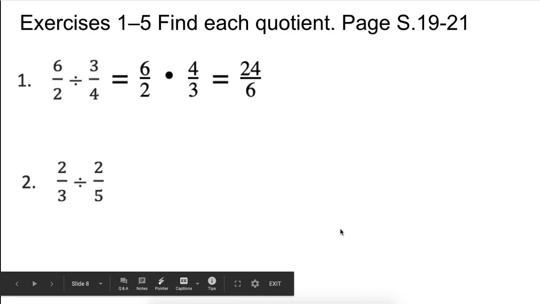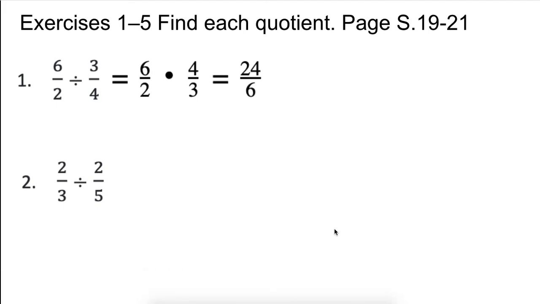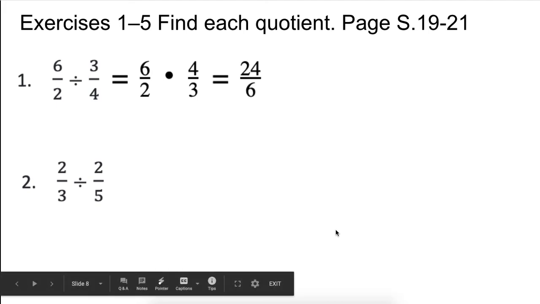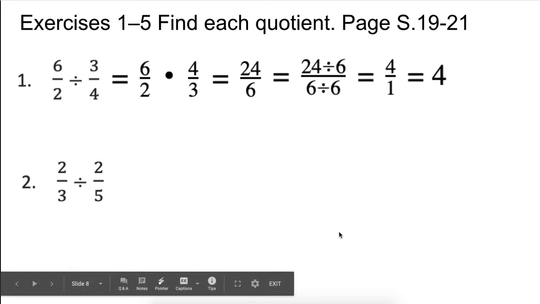If you need to pause this video and walk through these, you can pause the video at any time and work through these, and I encourage you to do that. Pause the video, work through these on your own, and then use this to check them. Then we would simplify that by dividing them both by 6, because that's the largest one that goes into them, and this one would just go down to 4.